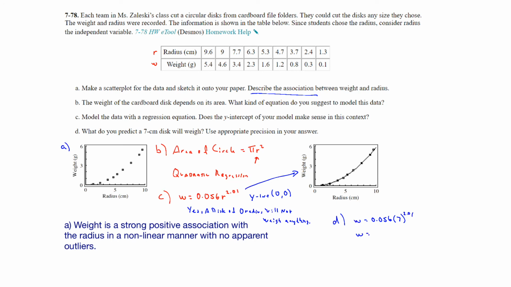So what would your weight be? Plug that in your equation, see what you get. And if you look at the weights, all the weights were rounded to the nearest tenth. So this one is 2.79, which means we're going to round to 2.8, and that represents grams. So what do we predict a 7-centimeter disc would weigh? We predict that it will weigh 2.8 grams, and we want to make sure we write that out as well. And so that's what I'm talking about, making sure you write out, answer that question.